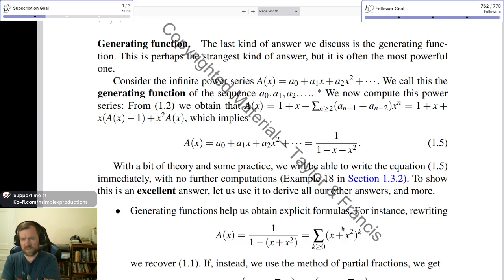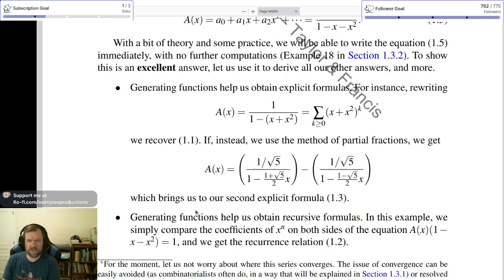times x to the n is equal to 1 plus x times the quantity A(x) minus 1, plus x squared A(x), which implies A(x) = a_0 + a_1 x + a_2 x squared, etc., equals 1 over 1 minus x minus x squared. With a bit of theory and practice, we'll be able to write equation 1.5 immediately with no further computations. To show this is an excellent answer, let us use it to derive all other answers and more.